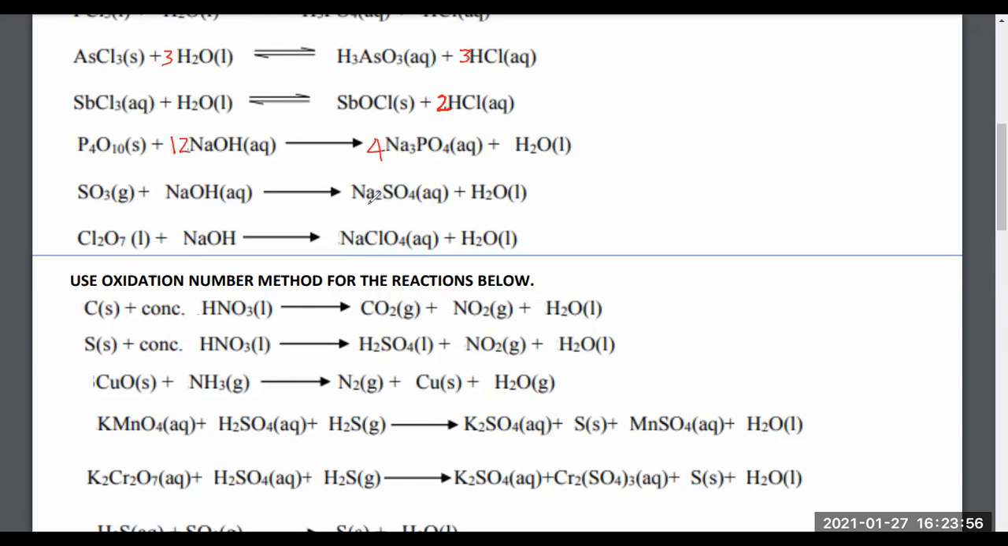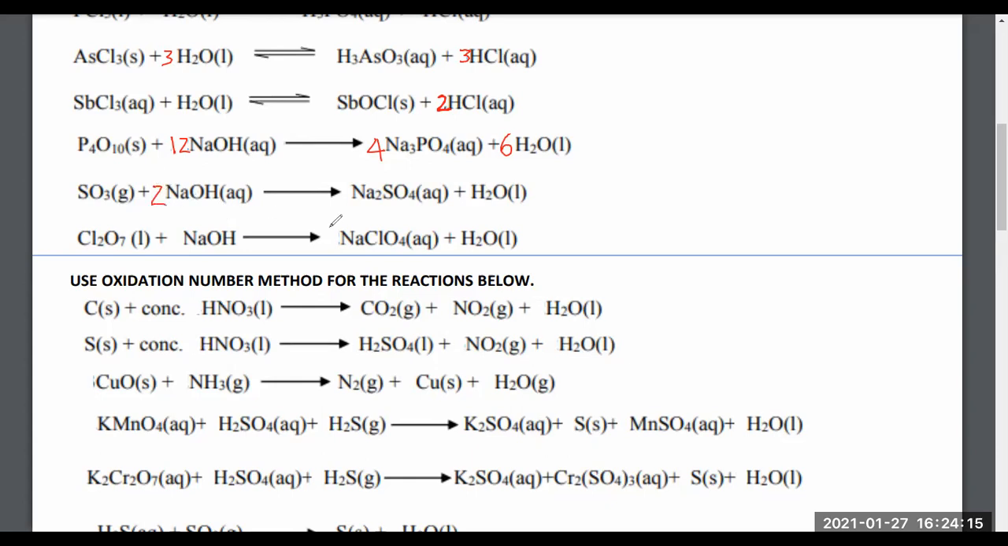And totally, how many hydrogen atoms do I have? 12 on the left side. So I have to put 6 water molecules. To check whether you have done it correctly, you have to count oxygen atoms. On the left side, I have 10 plus 12, 22. On the right side, I have 16 plus 6, 22. And this one also should be pretty straightforward.